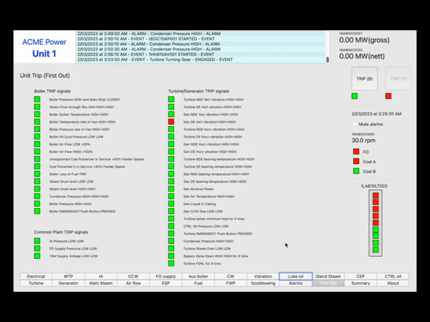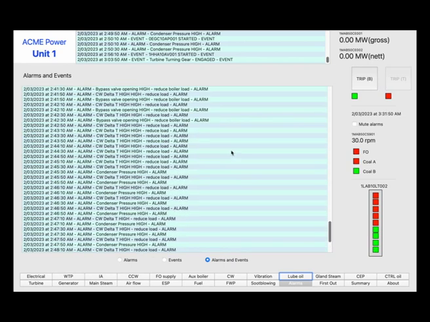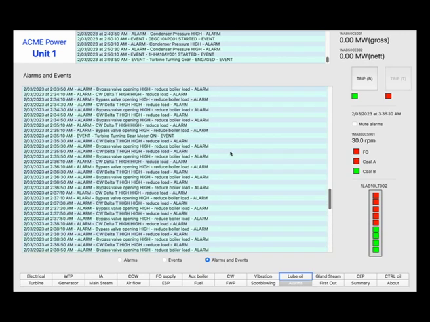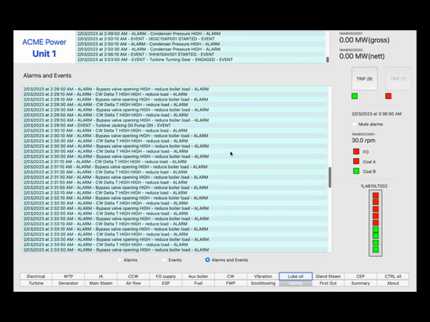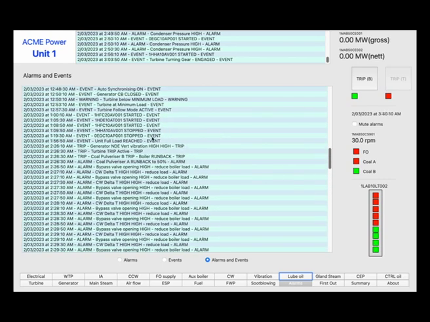Check plant first out trip screen and alarm screen to find cause of turbine trip. What do you think is the cause of the turbine trip? If you guessed that a high vibration of the generator NDE bearing, you are correct. Check all other plant parameters to ensure no surprises.